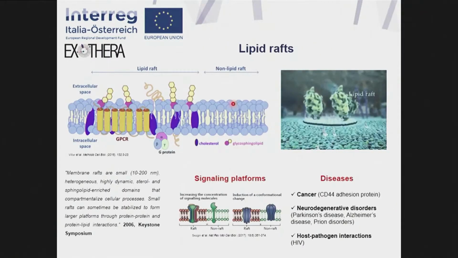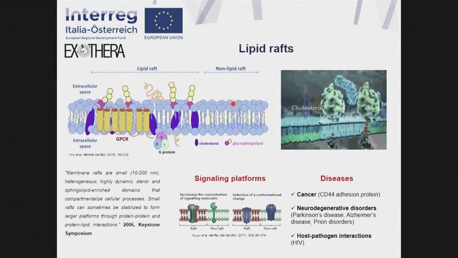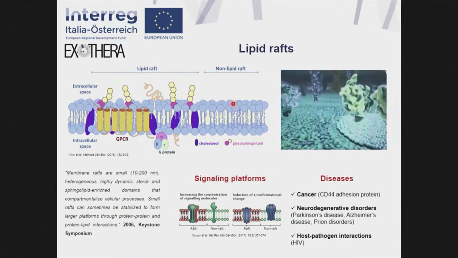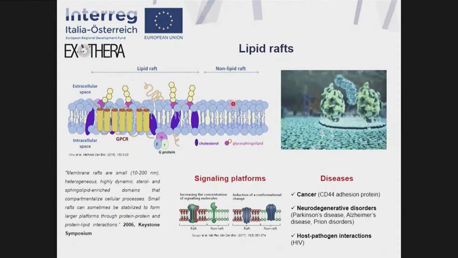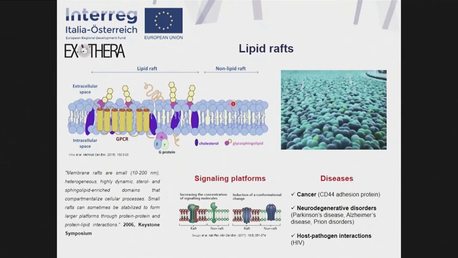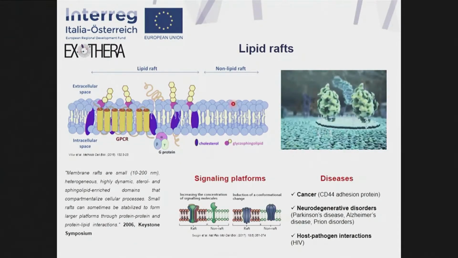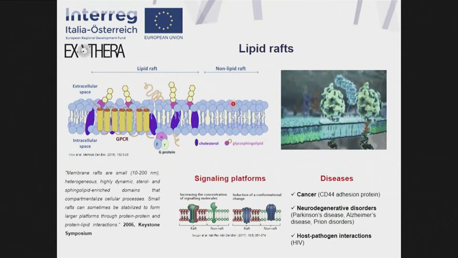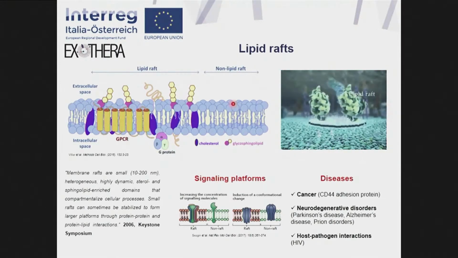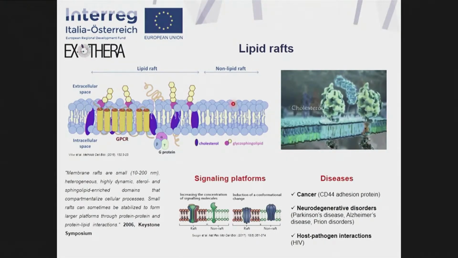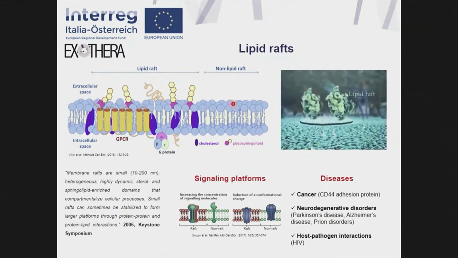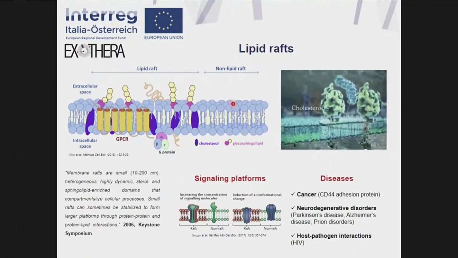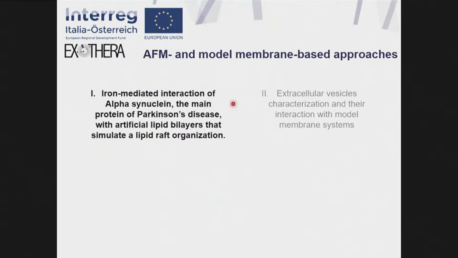In this framework, a very interesting topic is represented by lipid rafts, which are functional microdomains of plasma membranes characterized by a specific lipid composition, enriched in cholesterol and sphingolipids. They are involved in a lot of biological processes, acting as a signaling platform concentrating proteins in the plane of the bilayer. But they are also involved in diseases like cancer and neurodegenerative disorders. In this context, I would like to talk about two possible AFM and model membrane applications.